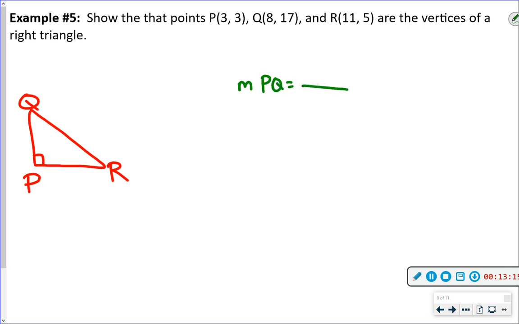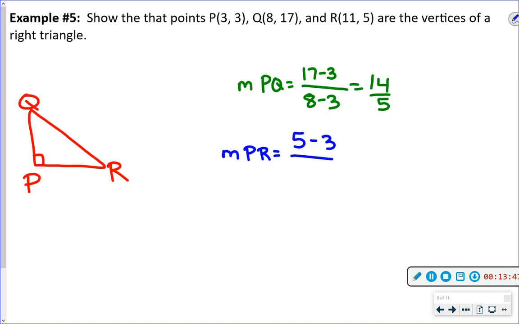So I'm doing my y2 minus y1. So for PQ, 17 minus 3, and then x2 minus x1. So I've got 14 over 5. Okay, all right. Now, I don't care if you do QR next or PR next, I don't know. That's a gamble. Let's do PR. y2 minus y1. So look at R, y2 minus P's 3.